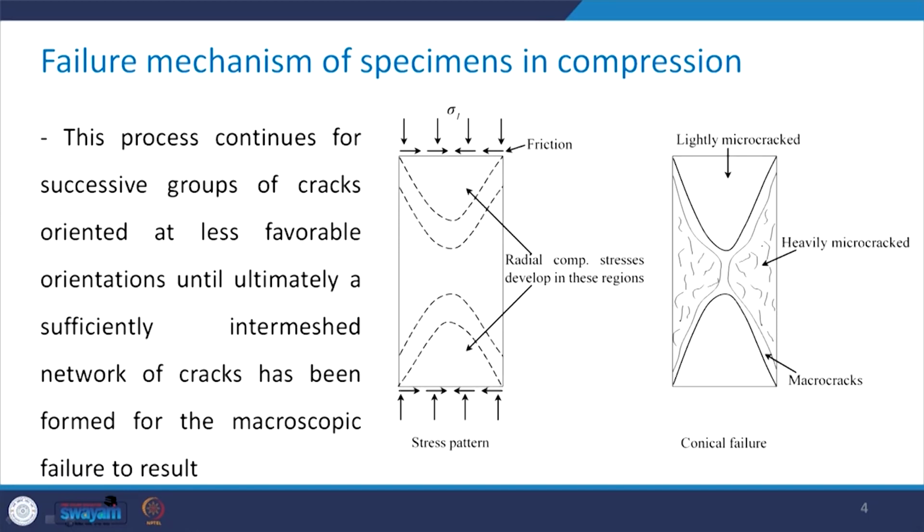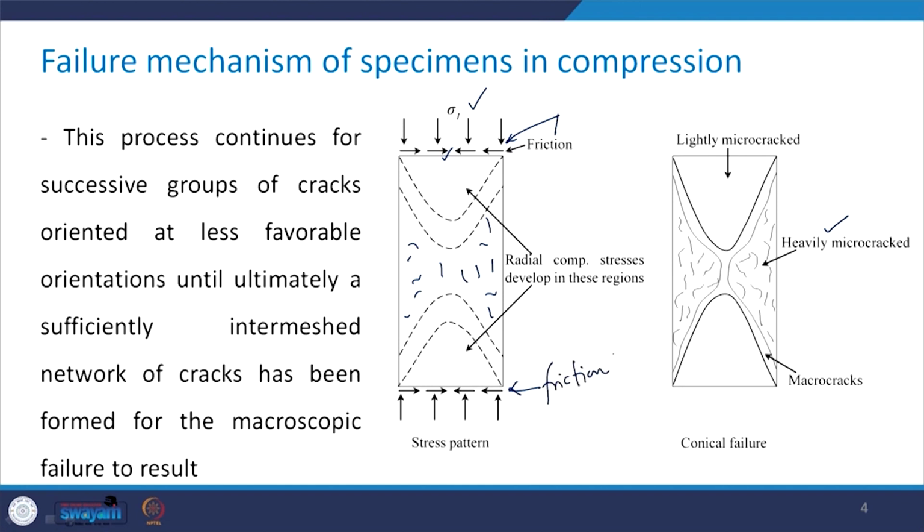this portion is heavily micro cracked. All these cracks which were earlier very randomly oriented in all directions, now you see are more or less oriented in the direction of the load application, that is in this direction. Now, we have discussed that there is going to be friction between the loading platen and the ends of the specimen surfaces, like you see here I have shown. This is your friction. Here as well as here there is friction.